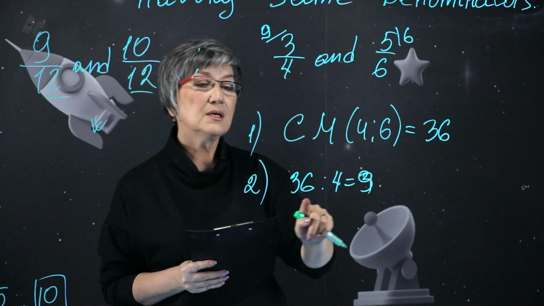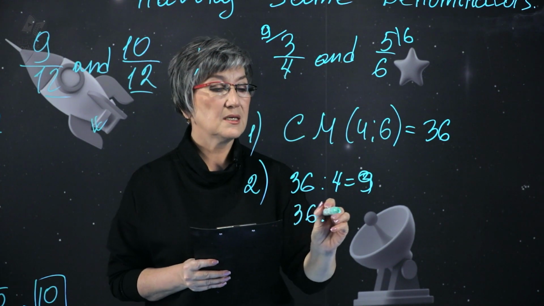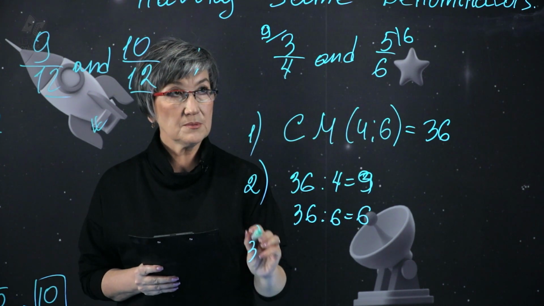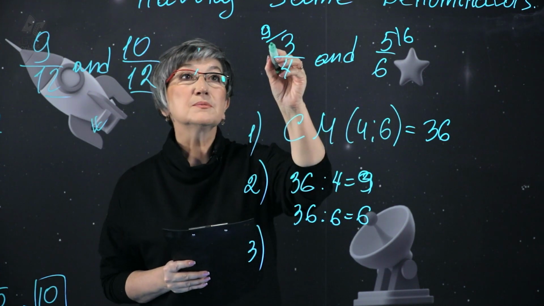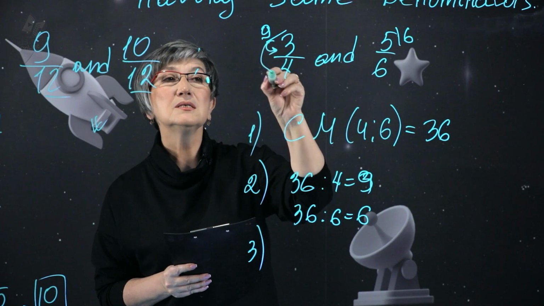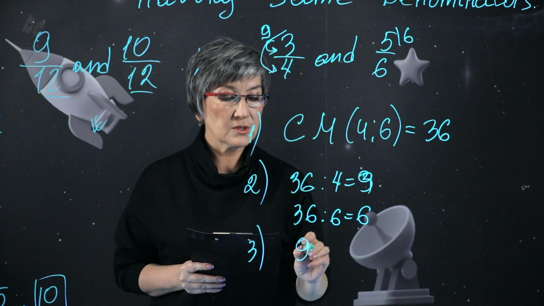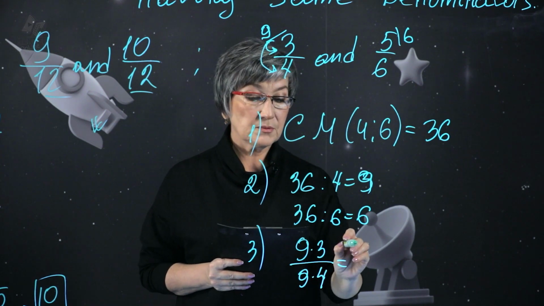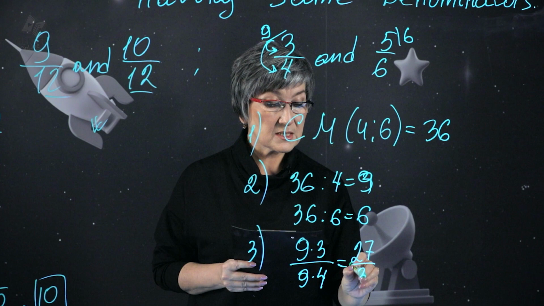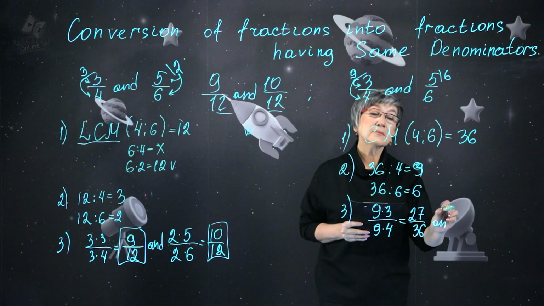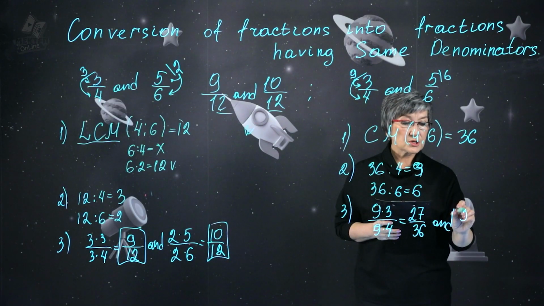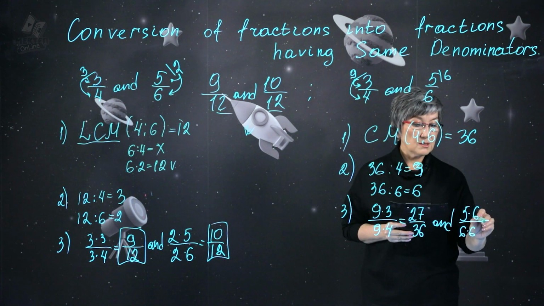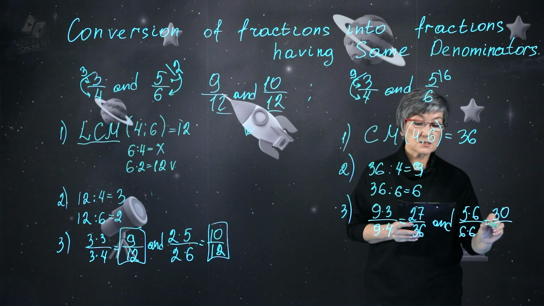I got a 9, and if you divide 36 by 6, you'll get 6. So I jotted these numbers down. Let's see, we multiply 9 by 3 and 9 by 4. 9 times 3 is 27, and 9 times 4 is 36. As a result, it turns out to be 27/36, and I multiply 5 by 6 and get the fraction 30/36.